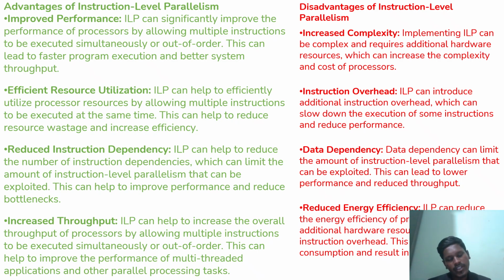Increased throughput: it can increase the overall throughput of processes by allowing multiple instructions to be executed simultaneously, out of order. This can help to improve the performance of multi-threaded applications or other parallel processing tasks. ILP increases the overall throughput of the processor, and this performance is used to execute multi-threaded applications and parallel processing altogether.